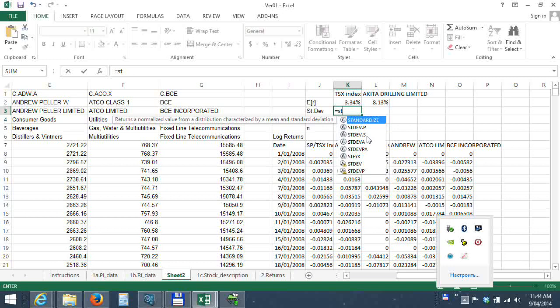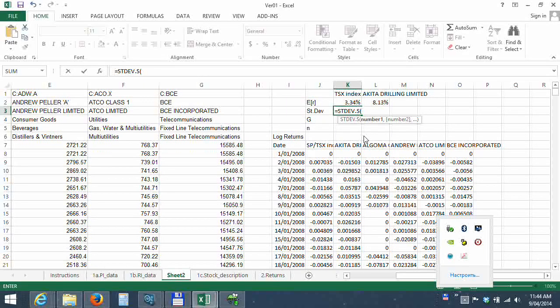Now, it really doesn't matter which one to use as long as you use it consistently. If you started off using standard deviation for the sample, continue using it when you're comparing the numbers. If you selected to use standard deviation for the population, continue to use it consistently for other securities and for your other calculations. I'm going to stick with the sample standard deviation.